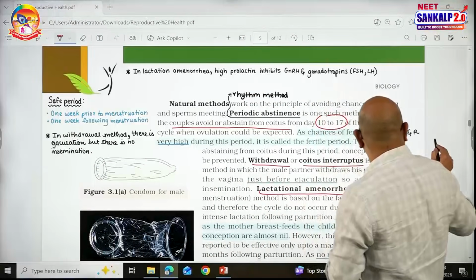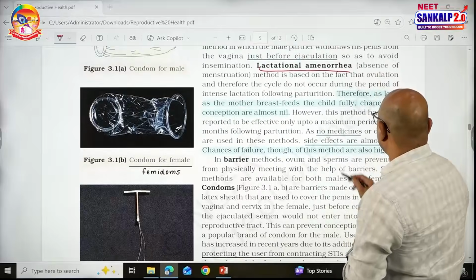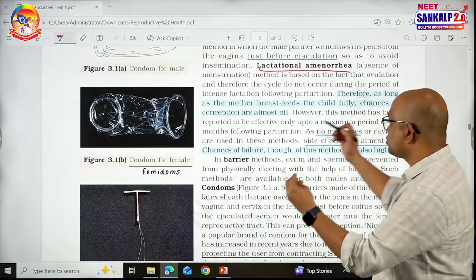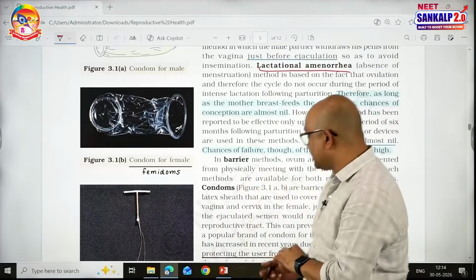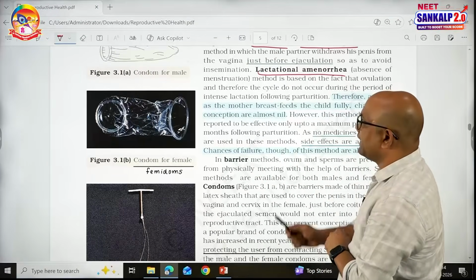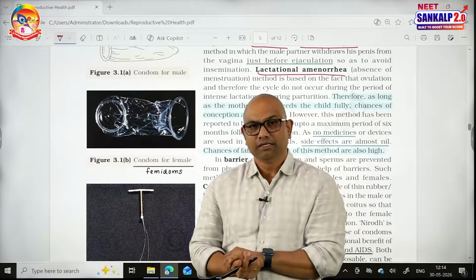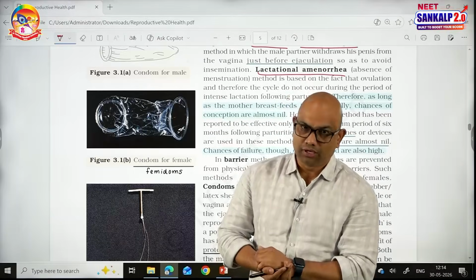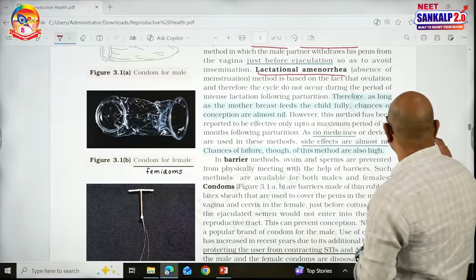But what are the other points related to the natural methods? Listen carefully. No medicines or devices are used in these methods. Side effects are almost nil. Hence this method is said to be safe. But the chances of failure are also very high, because there is no usage of any chemicals or devices. It is working only based on the principle, so the chances of failure are very high for these methods. The next contraceptive methods are barriers.